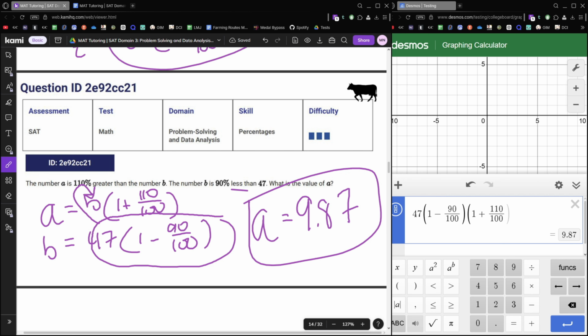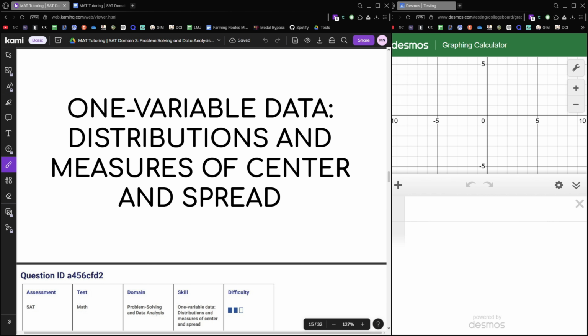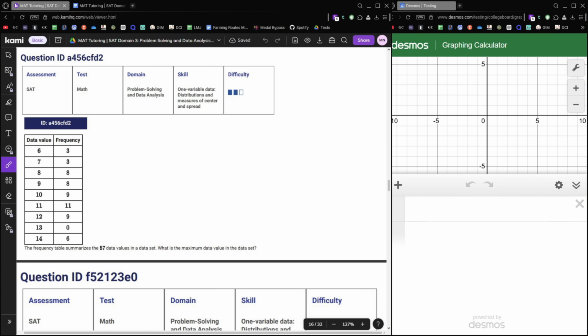Now we're moving on into our next topic. Let's get started with slide number 16. They give us this table and ask us for the maximum data value. Guys, maximum means biggest or largest, and data value is this entire column on the left because it says data value. What's the biggest number in this column? The answer is 14, so that's quite literally our answer.